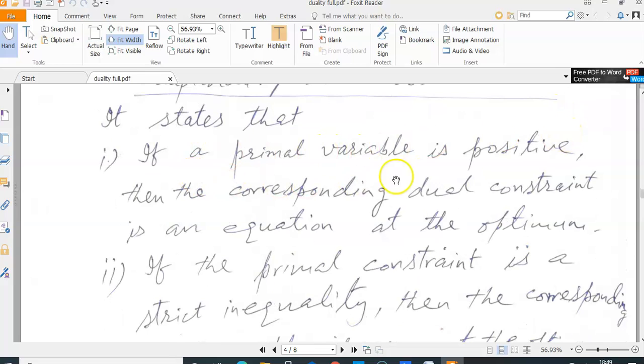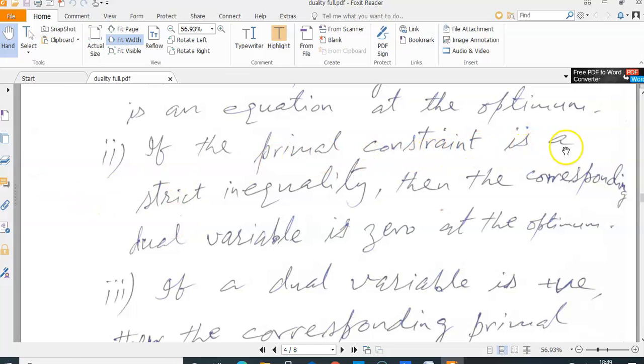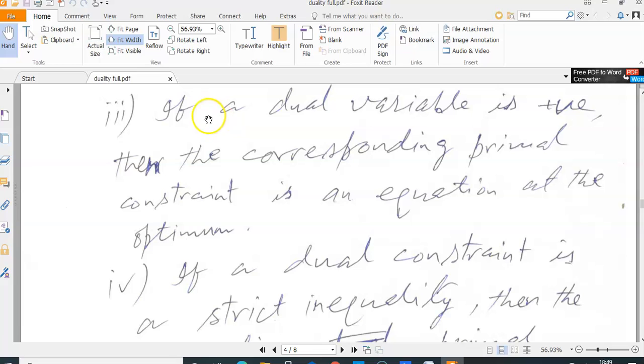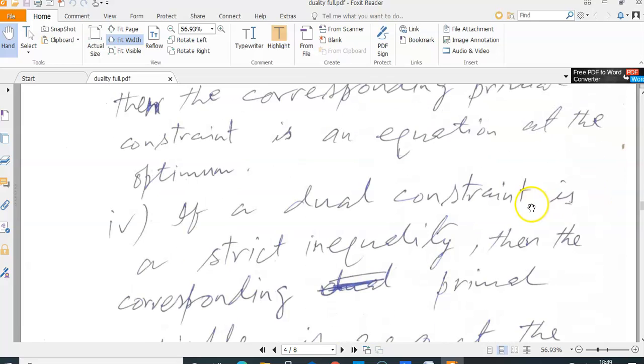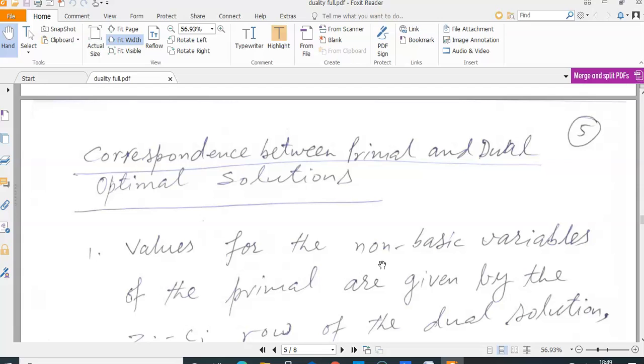It states that if a primal variable is positive, then the corresponding dual constraint is an equation at the optimum. And second, if the primal constraint is a strict inequality, then the corresponding dual variable is 0 at the optimum. The same holds for the dual also. If a dual variable is positive, then the corresponding primal constraint is an equation at the optimum, that is, at the optimum solution when it exists. If the dual constraint is a strict inequality, then the corresponding primal variable is 0 at the optimum. So these are theorems which play an important role in duality.